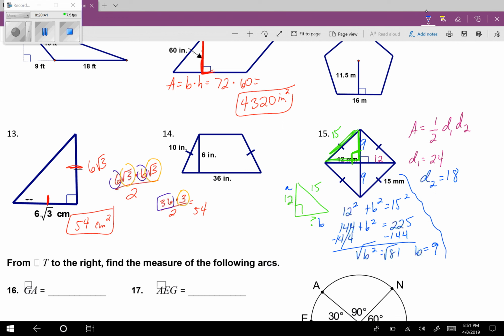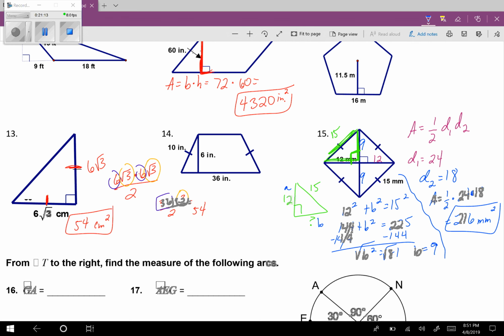And so now we'll find the area. It's 1/2 times d1, which is 24, times 18. And so you just plug that in. And you should get 216. So it's 216 millimeters squared. And that's it. So when you got your rhombus, you're going to have to use Pythagorean Theorem to figure that out there.